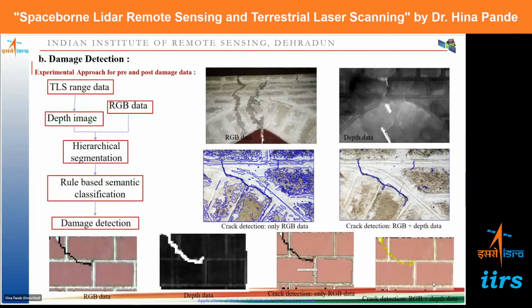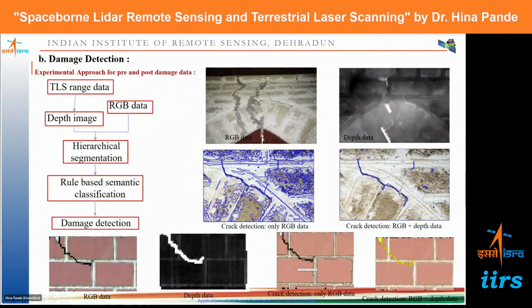Similarly, consider crack detection, where there are some damaged areas. If we use only the RGB data, that is only the image data, some portions which are not cracks come out as edges and create noise. So we only need to extract the crack area. Now, if the depth data is included, it eliminates most of the noise.